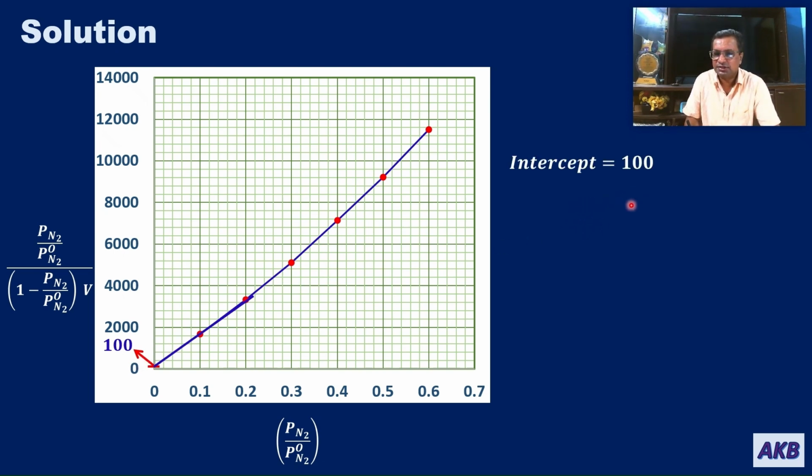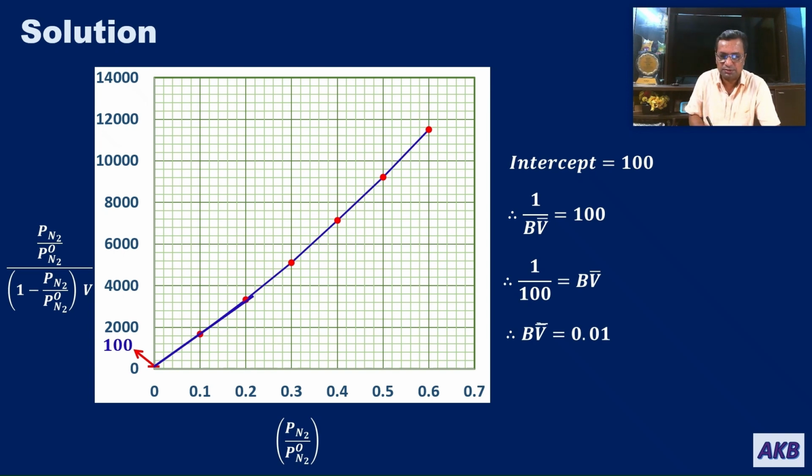So the intercept is 100, but the intercept is nothing but 1 upon (B V bar), that is equal to 100. That is, 1 upon 100 is equal to B V bar, that is, B V bar is equal to 0.01. So the intercept gives me the value of this product, B into V bar. Now let us use the slope.